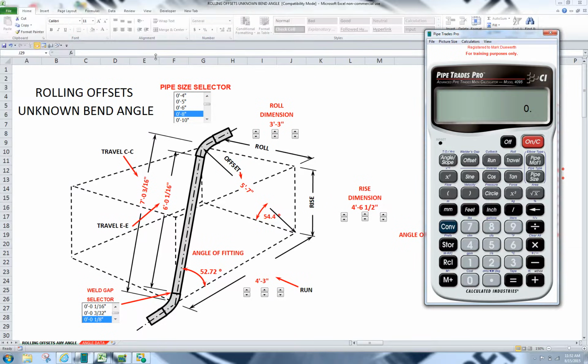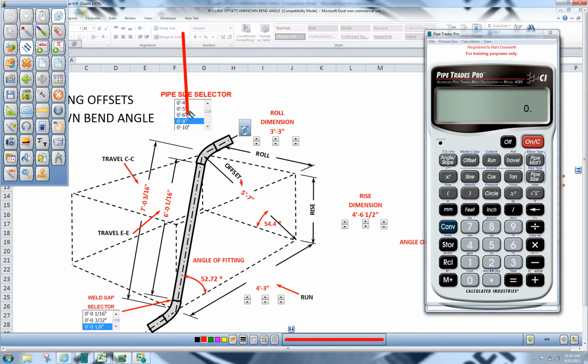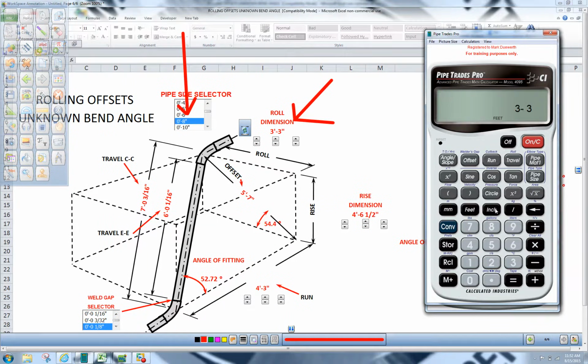Let's enter our pipe size first at 8-inch. Let's enter our roll at 3'3". 3'3" is our offset. Let's enter our run as 4'3". Enter that as the run. And lastly, I'm going to enter the rise as 4'6", 1/2.